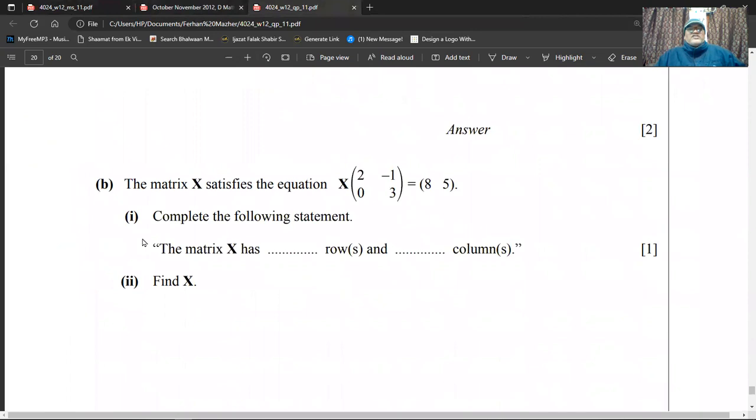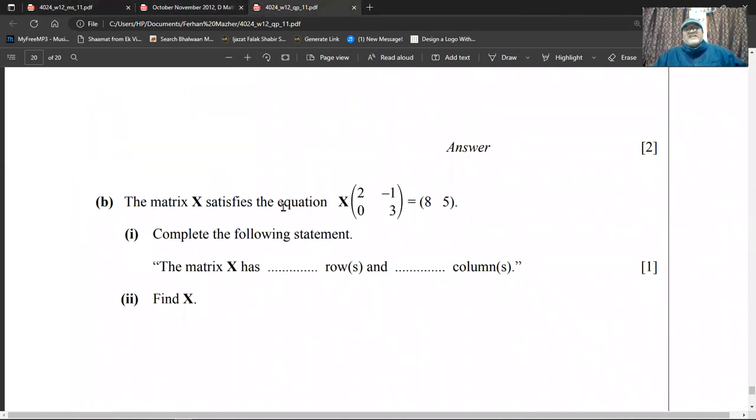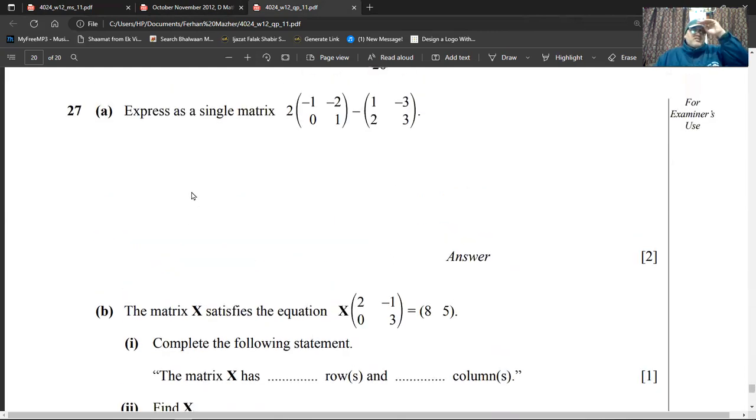Okay, so we are going to the next question. He says the matrix X satisfies the equation X into [2, -1, 0, 3] equals [8, 5]. Complete the following statement: the matrix X has this many rows and this many columns. So this is the B first portion of question number 27, and that is a little tricky thing.